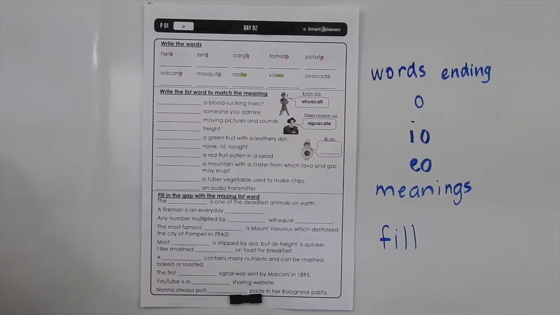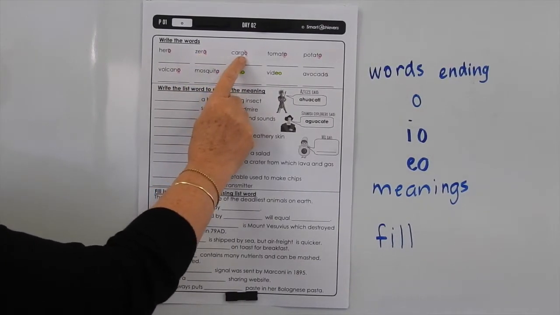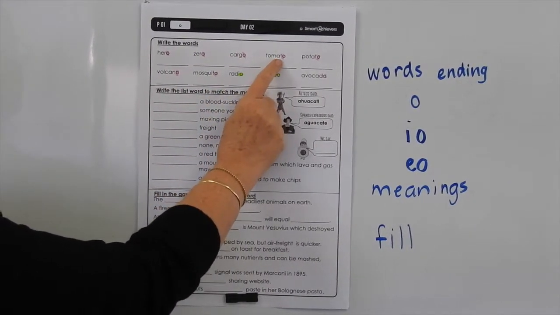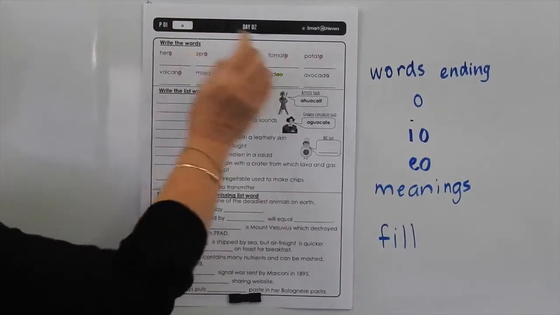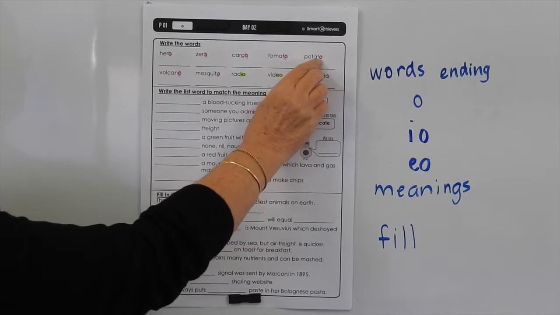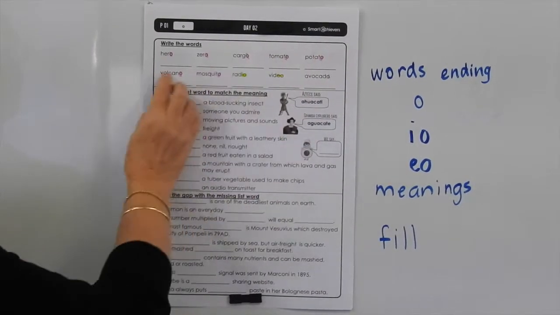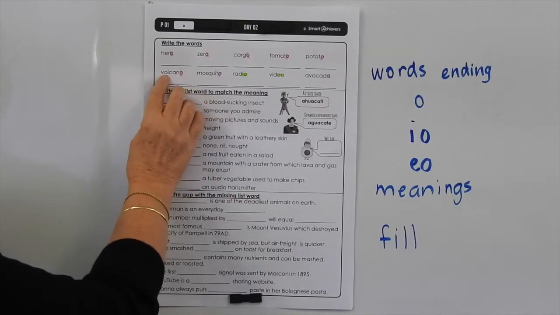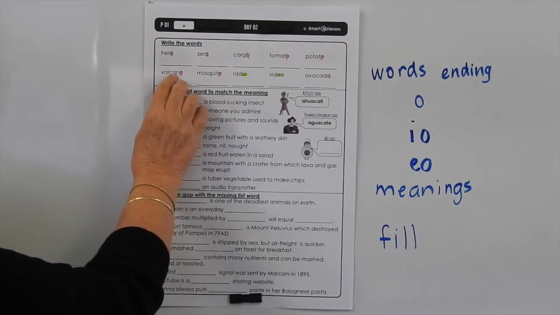Okay, so a hero is someone we admire. Zero is nil or nothing. Cargo is another word for freight. Tomato is a fruit with seeds that we usually use in a salad. Potato is a vegetable that we may mash, roast, use in a salad. Volcano is a hill or a mountain that spews forth air or gas, rocks and lava.